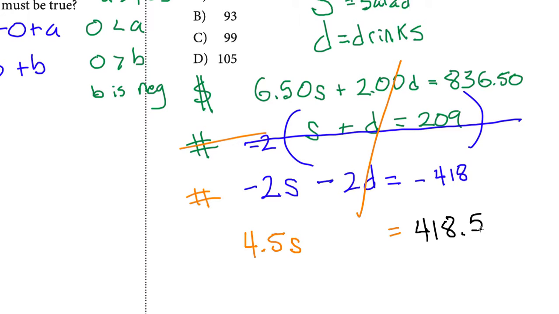Give me a thumbs up if you got that number as well. Okay. I got two people to confirm. All right, now I need to take that number, so everyone has 418.5. I need to now divide that by 4.5, because I'm going to divide both sides here by 4.5.